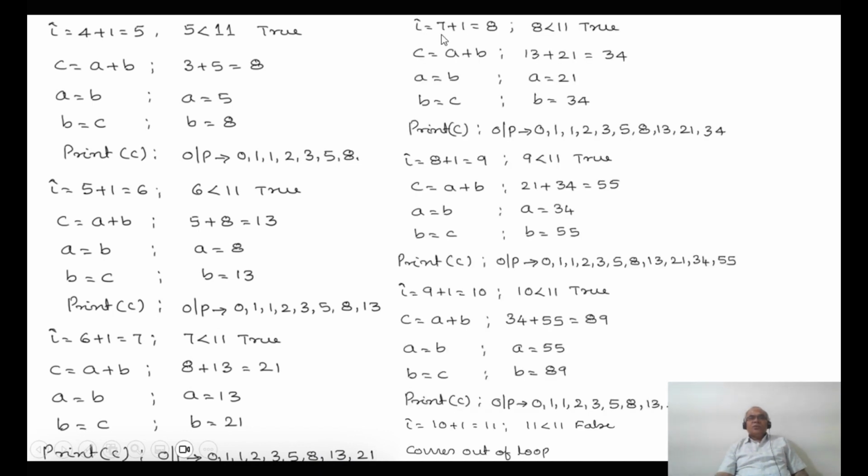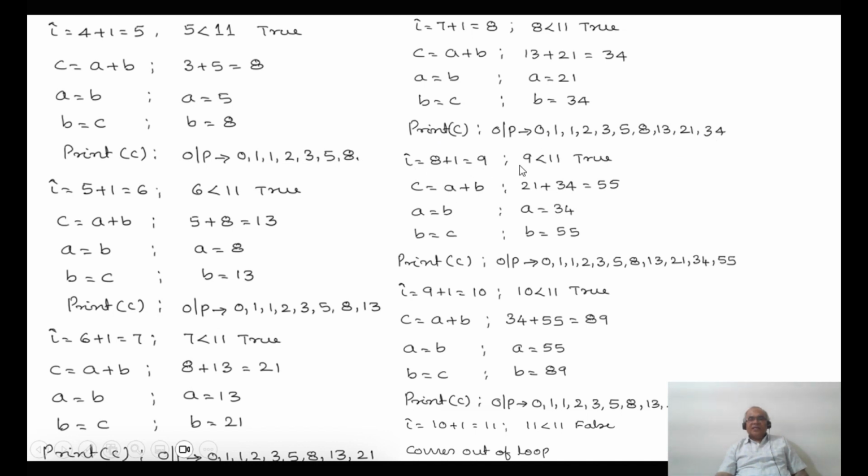Now I is equal to 7 plus 1 is 8. 8 is less than 11. Condition is true. C is equal to A plus B. So what is the value of A? 13 and 21. It becomes 34. A is equal to B. A is equal to 21 and B is equal to 34. Print C. So 0, 1, 1, 2, 3, 5, 8, 13, 21 and 34.